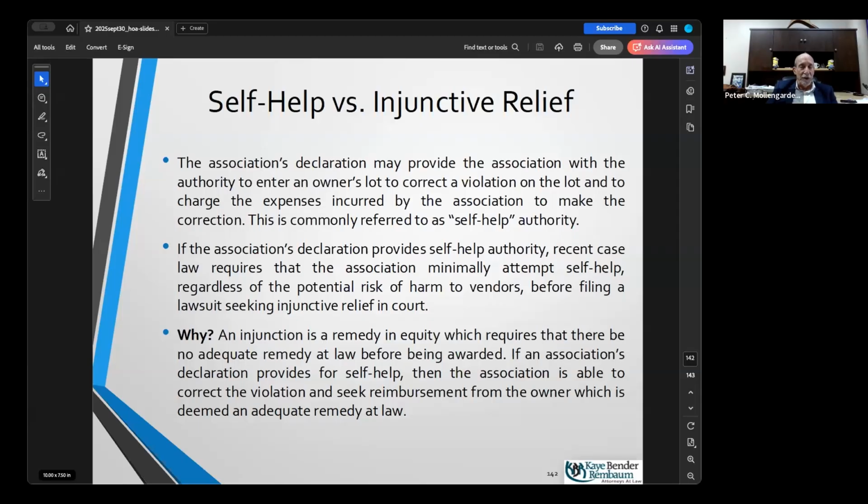Because typically you're seeking injunctive relief, okay? Injunctive relief is a remedy in equity, which requires that there be no adequate remedy at law. If an association's declaration provides for self-help, that is considered a remedy at law. So you have to try that at least first before you proceed with pre-suit mediation and litigation, if necessary.